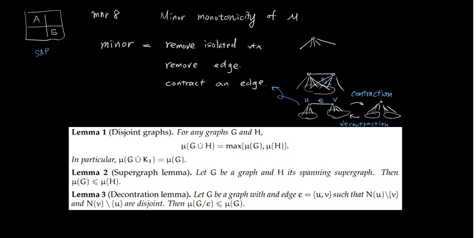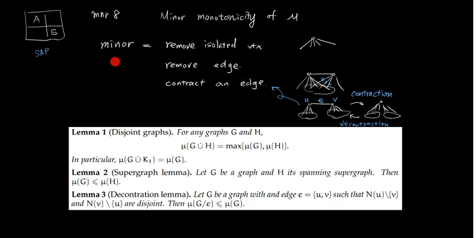So in this lesson, we are going to talk about the minor monotonicity of the parameter mu, and I will just briefly outline what's going on about the proof. So first of all, we would like to examine what the operation about this minor is.